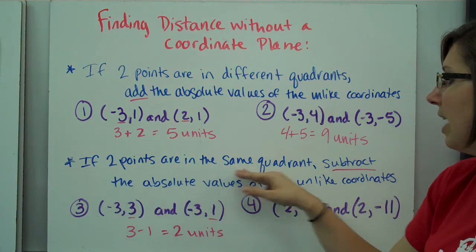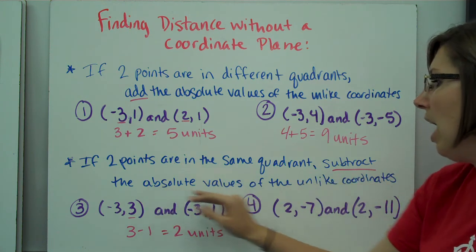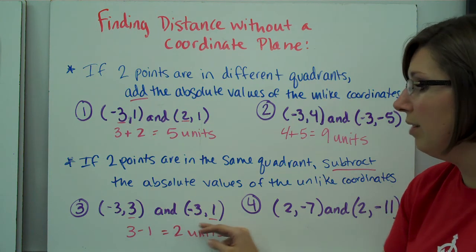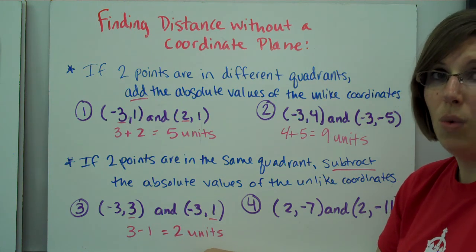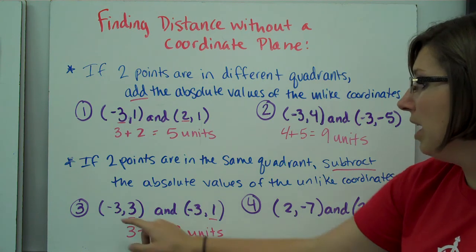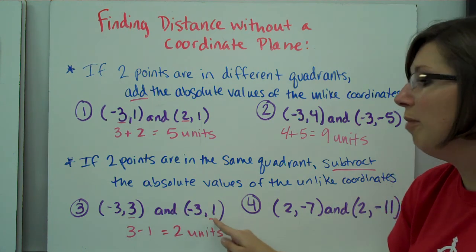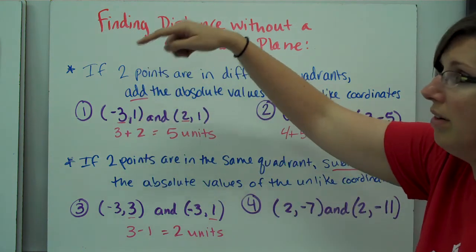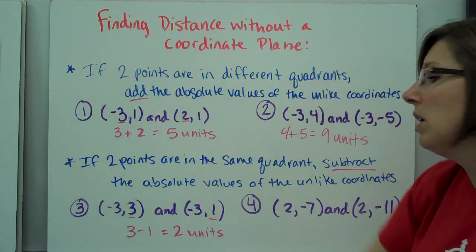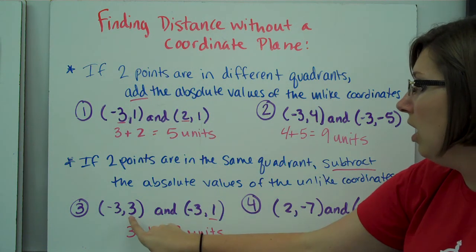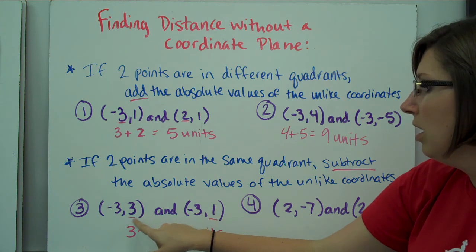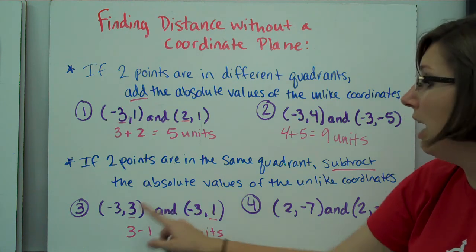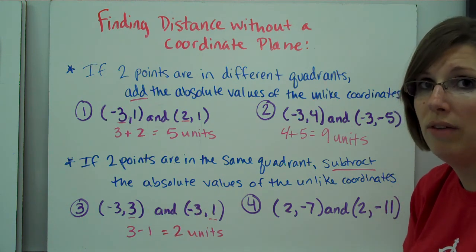If 2 points are in the same quadrant, you're actually going to subtract the absolute values of the unlike coordinates. So here I've got (-3, 3) and (-3, 1). They're in the same quadrant. I know that because this is negative, positive, so they're in the same location. They're negative on the x-axis, but positive on the y-axis, so they're in quadrant 2. So I need to look at the non-repeated numbers, which are 3 and 1, and I'm going to subtract. 3 take away 1 is 2. 2 units. I know that these 2 points will be 2 units away from each other.